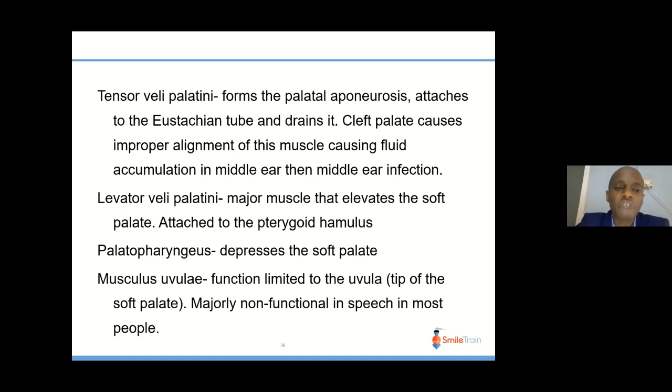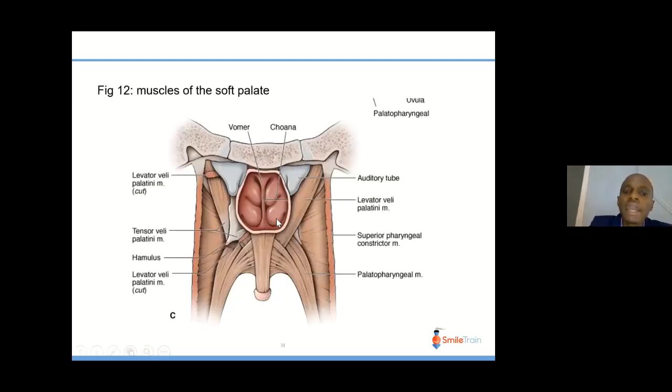And the palatopharyngeus muscle depresses the soft palate, and so does the musculus uvulae. And this is a picture here showing the muscles that make up the soft palate. We can see that the levator palatini is from the hamulus here, and it goes downwards to the soft palate. The opposite side comes here, and it forms like a V. And when it contracts, it lifts up this soft palate. And over here is the tensor beneath the levator. The levator has been cut to show the tensor that attaches to the palate posteriorly, forming the aponeurosis.